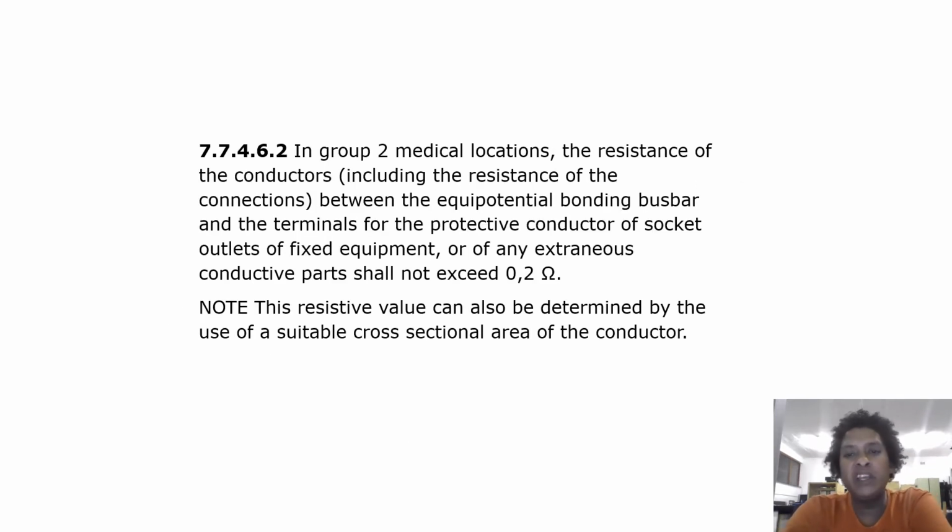In Group 2 medical locations, the resistance of the conductors, including the resistance of the connections between the equipotential bonding bus bar and the terminals for the protective conductor of socket outlets or fixed equipment, or of any extraneous conductive parts, shall not exceed 0.2 ohms. Note, this resistance value can also be determined by the use of a suitable cross-sectional area of the conductor.